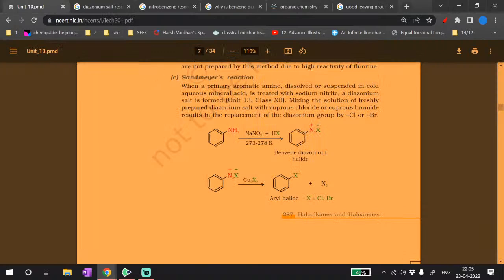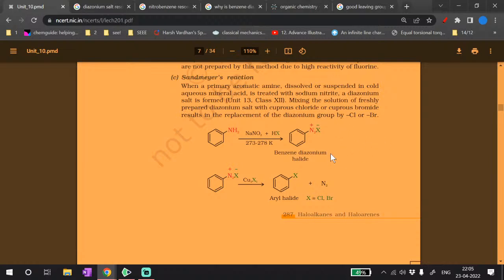See halogens. So a primary aromatic amine, we have already established that, is dissolved or suspended in cold aqueous mineral acid. Obviously it is cold, it is aqueous, and the mineral acid is here. When treated with sodium nitrite, the diazonium salt is formed. Mix the solution of freshly prepared diazonium salt with cuprous chloride or cuprous bromide. Obviously you have to prepare it freshly.